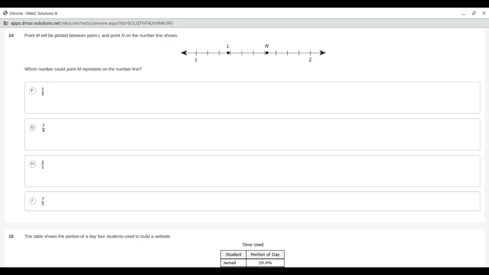Number 14. Point M will be plotted between points L and N on the number line. Which number could point M represent on the number line? F, 1/5. G, 7/4. H, 2/1. J, 7/5.